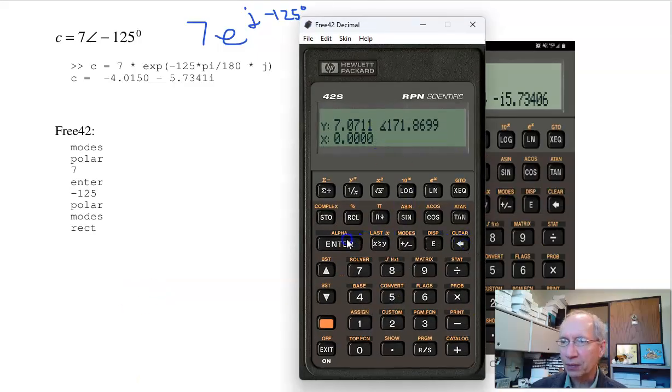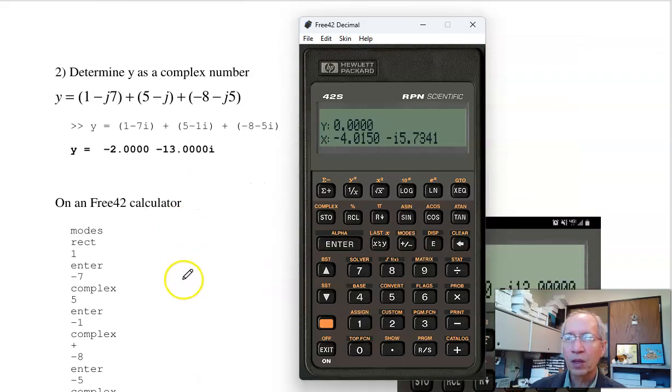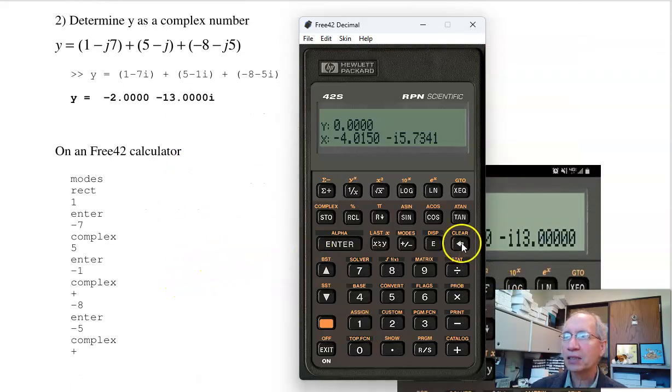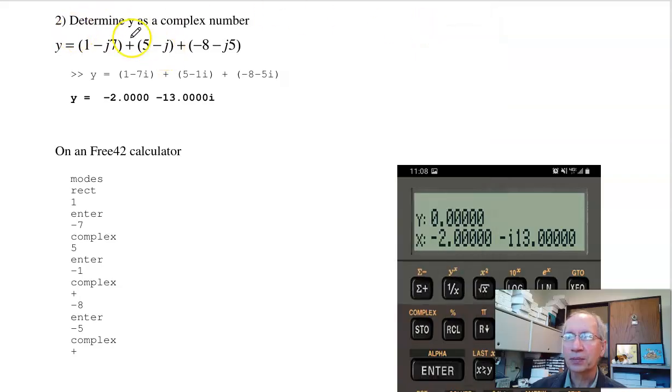On the HP calculator, I go to polar form, input the number 7 at minus 125 degrees. There's the number in polar form, convert to rectangular, minus 4 plus j 5.7. Okay, problem 2 is adding complex numbers. I can do that in Matlab. 1 minus 7i, that's another way to input a complex number in Matlab, plus 5 minus j, plus minus 8 minus 5i. Put it all together, I get 2 plus j 13.